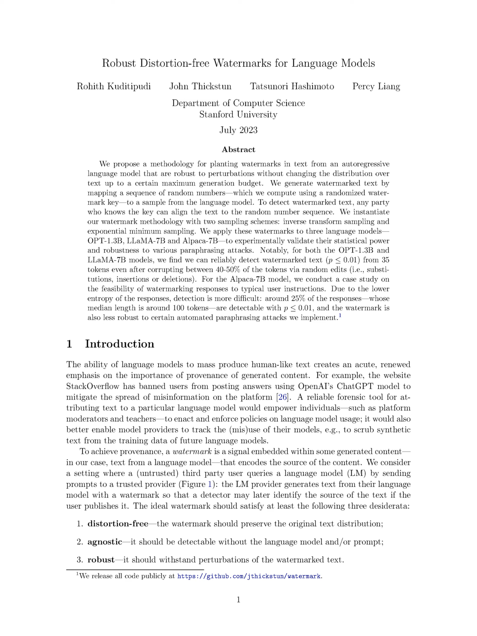various individuals, such as platform moderators and teachers, as well as model providers who want to track the use or misuse of their models. To trace the origin of generated content, we use a watermark. This is a signal embedded within the content that indicates its source. In our case, we're dealing with text from a language model. We're considering a scenario where a third-party user sends prompts to a trusted provider, who then generates text from their language model with a watermark. This allows a detector to later identify the source of the text if the user publishes it.